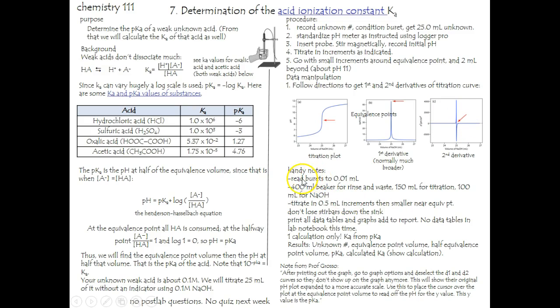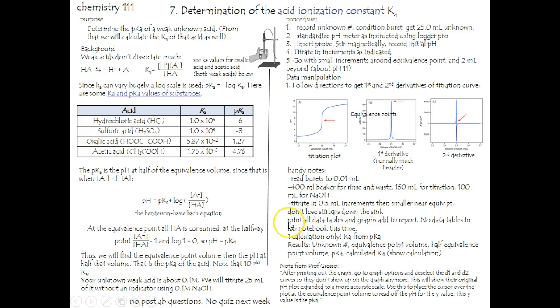Handy notes. Read your burettes to 100th of a mil, not 1/10. Use the 400 mil beaker for rinse waste, and 150 mil beaker for the titration, and the 100 mils is for your sodium hydroxide. As said before, titrate in your ½ mil increments. Go smaller near the equivalence points. It's very easy to lose the stir bars when you pour things down the sink, so take the thing out first. You can use a stir bar retriever to do that if you want.